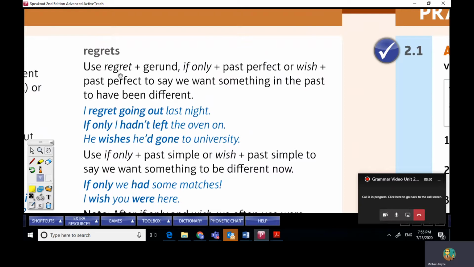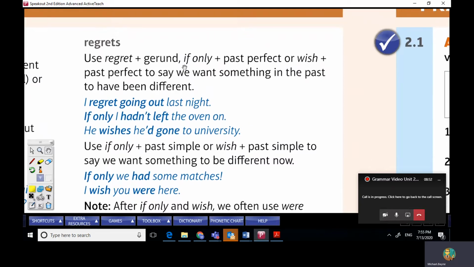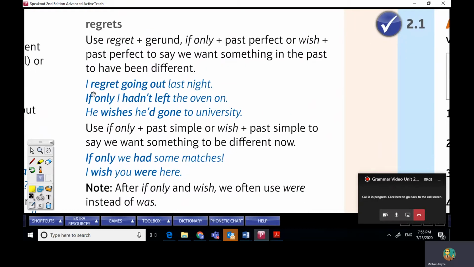We can use the word regret plus a gerund, or we can use if only plus past perfect, or wish plus past perfect. All of those mean we want something in the past to have been different. So I regret going out last night. That means we wish, again, just like this one, that he did not go out or I did not go out. So I regret going. So just pay attention here to the grammatical structure. After regret, we have this ing form.